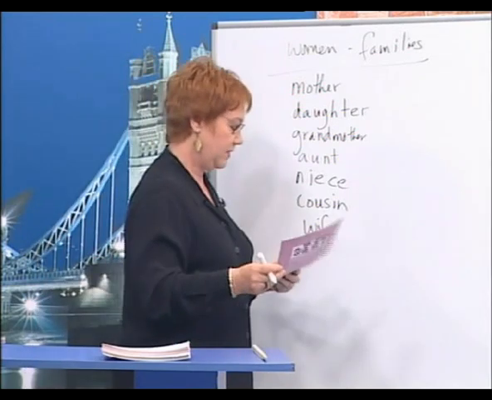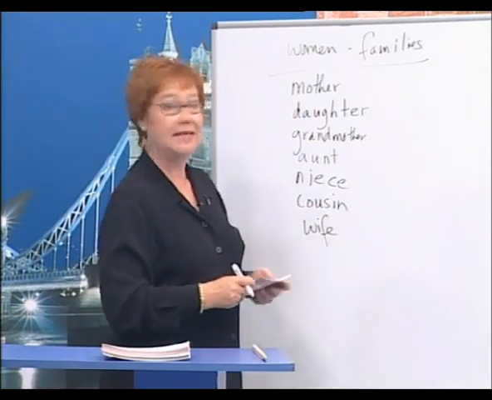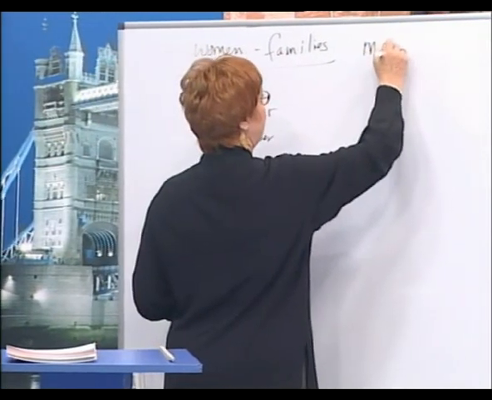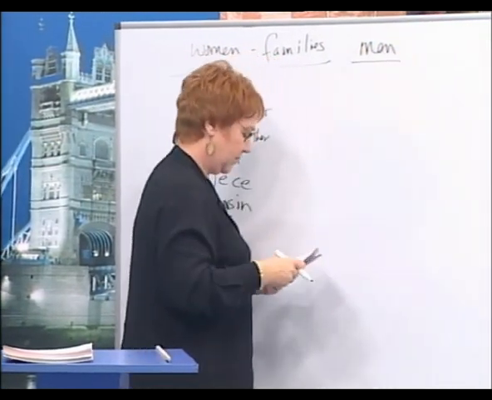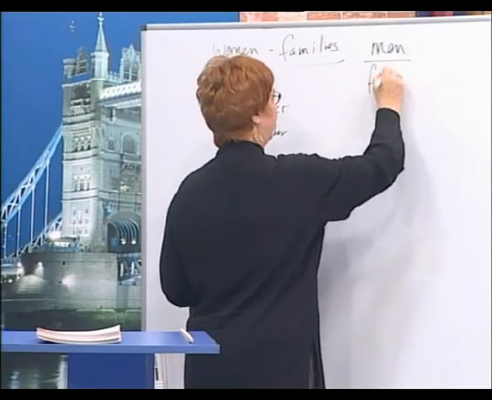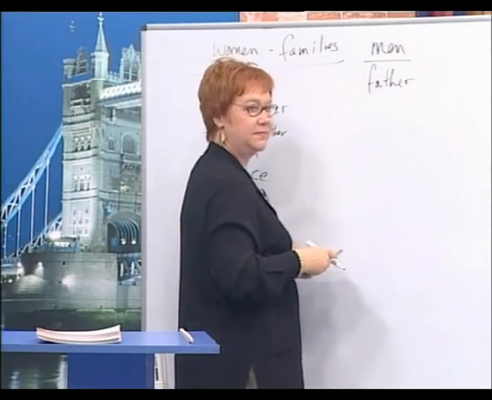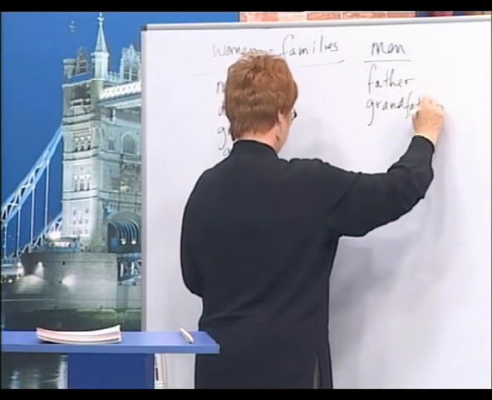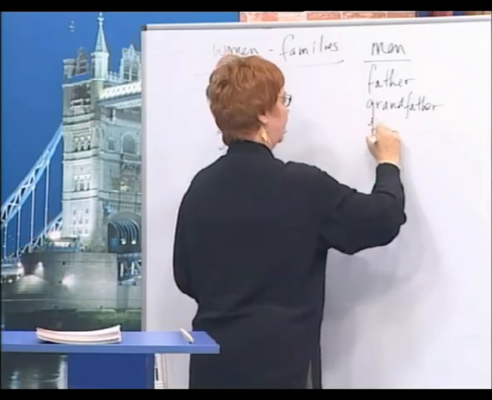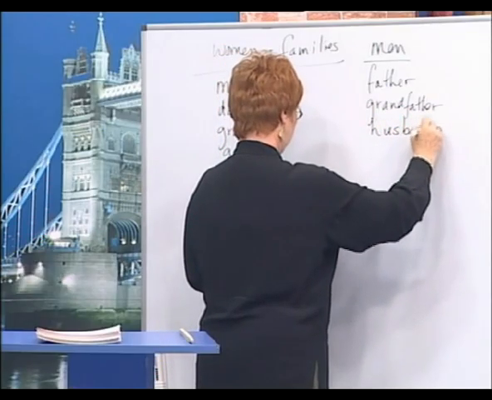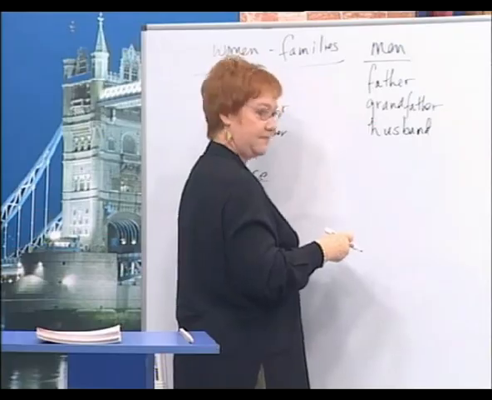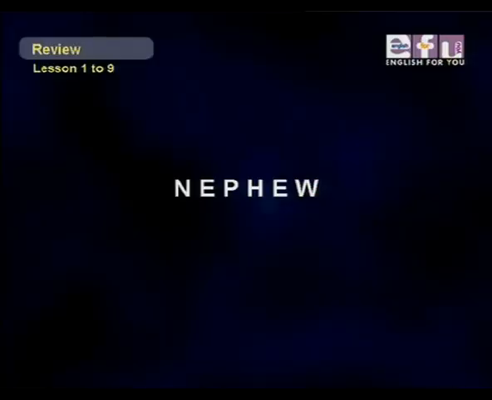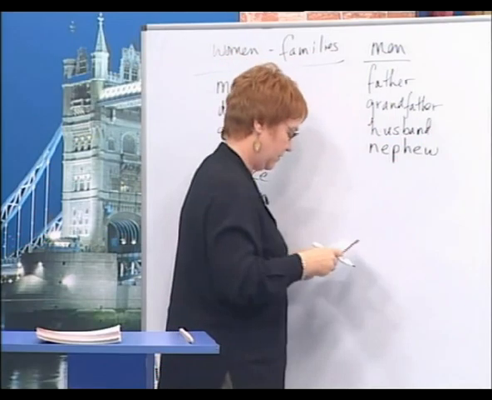Now, of course, we're going to talk about the men in the family. So let's make another list. We'll start with the men. Ali, you're a man, you start. Father. Yes, good. Susan? Grandfather. Isabel? Husband. Okay. Susan. Nephew. Spell it. N-E-P-H-E-W. Nephew. Yes. Good job.